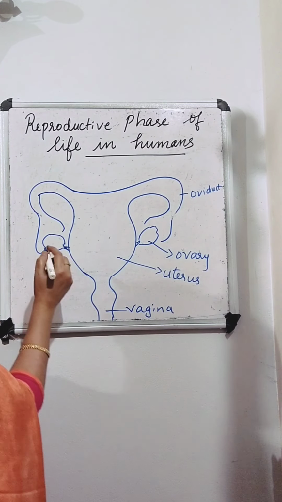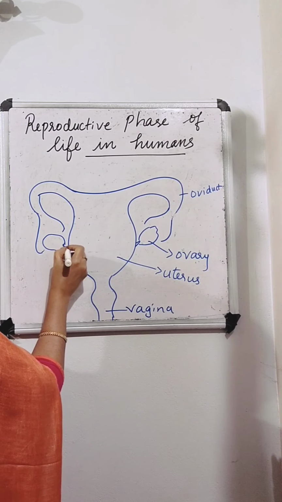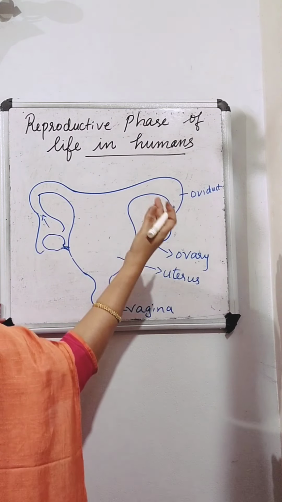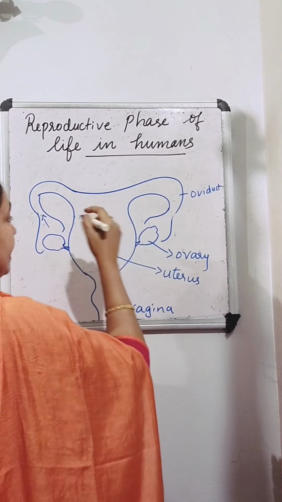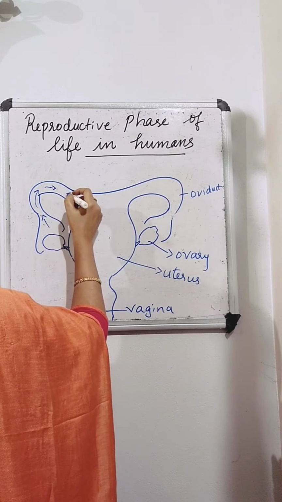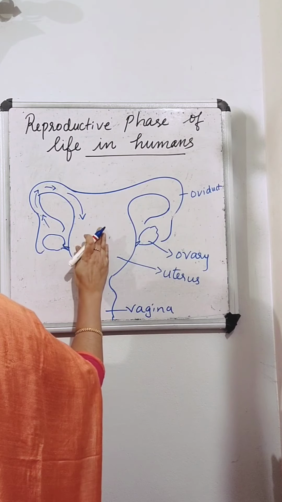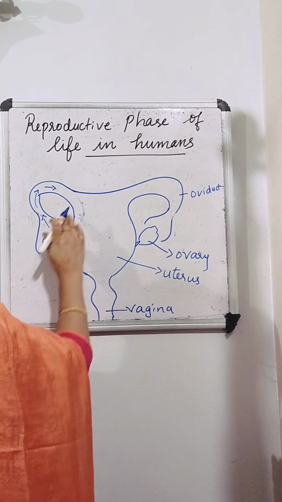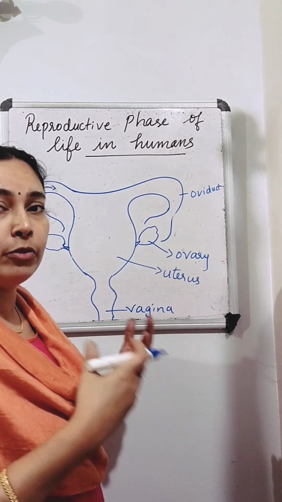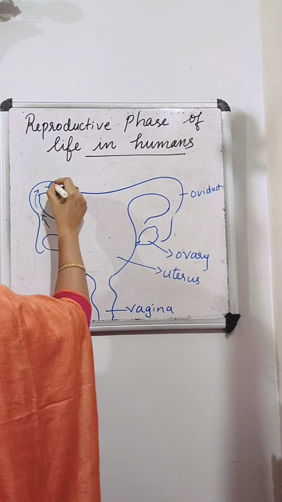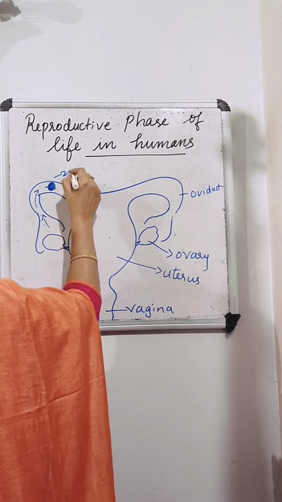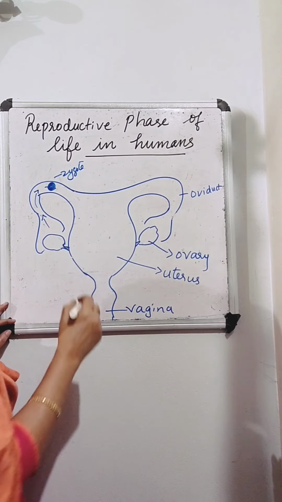Here, this is one ovary. So the ovum may be released from here. And we have already discussed that in the last lesson on fertilization. When the ovum is released, it will move through this oviduct and reach the uterus. And if fertilization takes place, fusion will take place where? In this oviduct. So the zygote will develop in the oviduct if fertilization takes place.